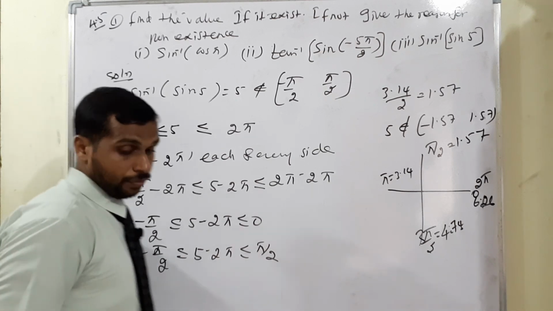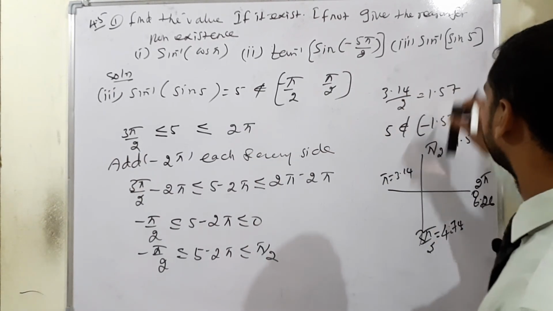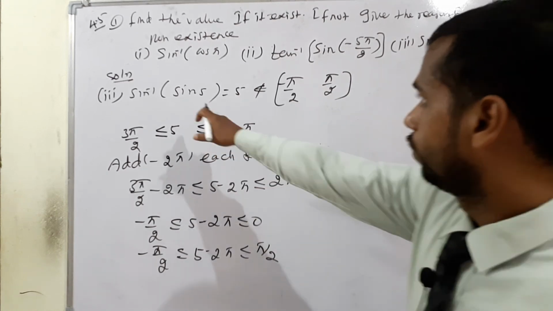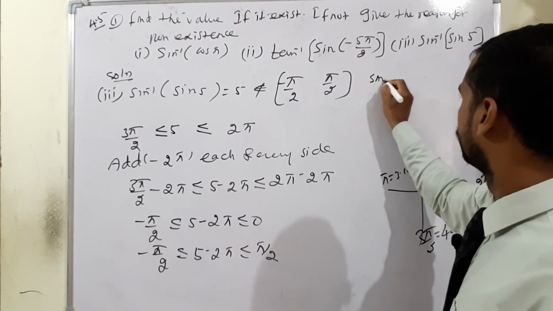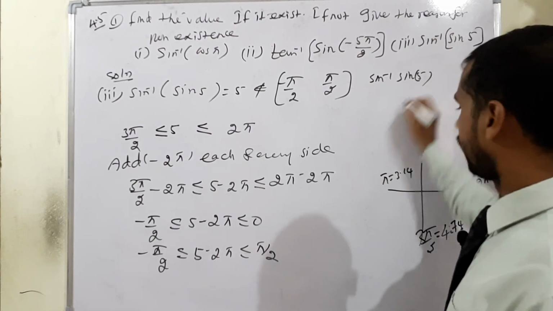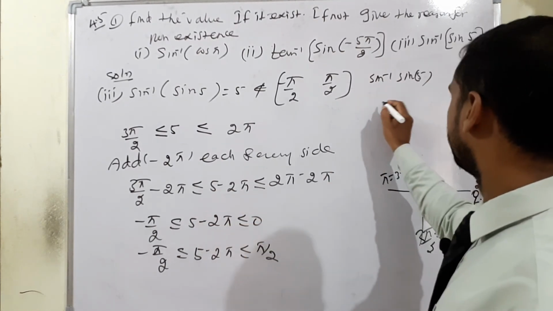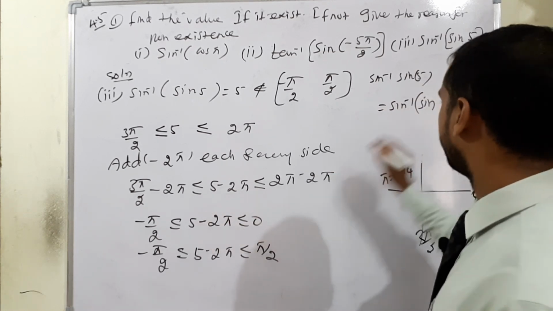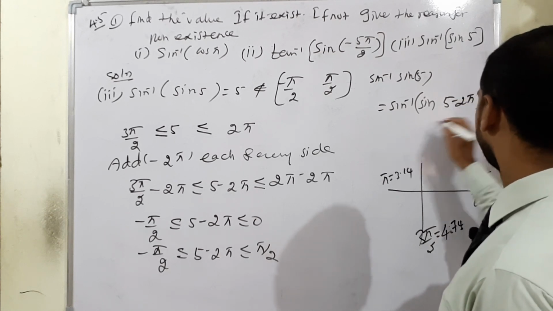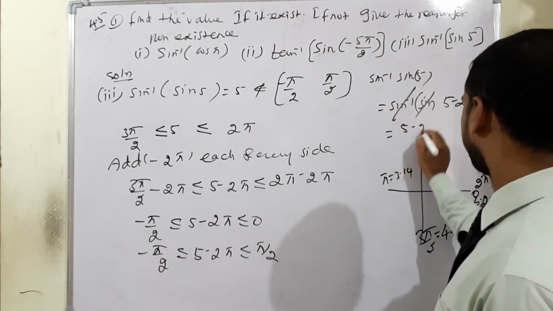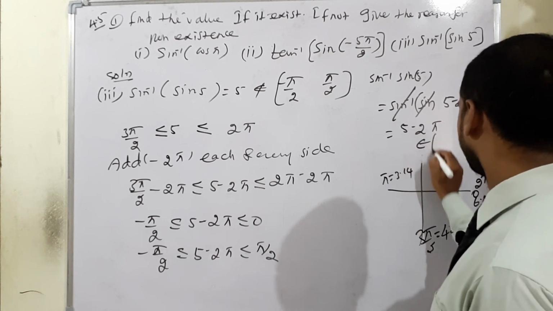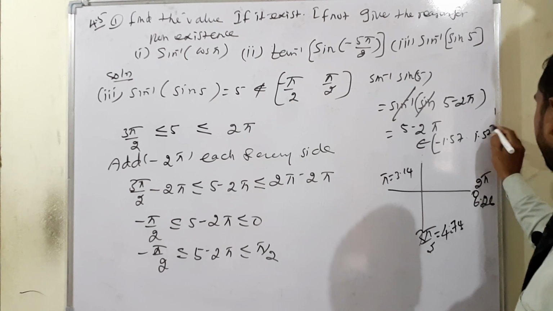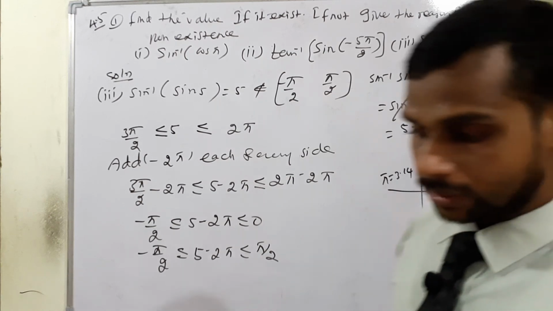Okay, so the final line, how to finish it? Sine inverse of sine pi is equal to sine inverse of sine of pi minus 2 pi, isn't it? So, instead of pi we can write pi minus 2 pi. Again, sine inverse and sine cancel, which means pi minus 2 pi. This belongs to negative 1.57 to positive 1.57. Okay, this is the answer for subdivision 3.